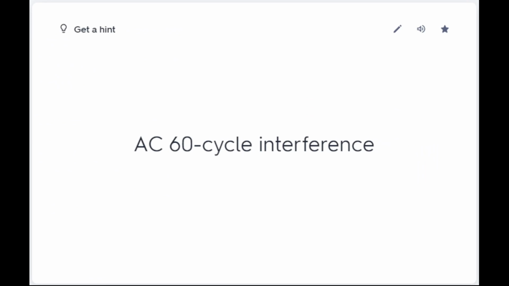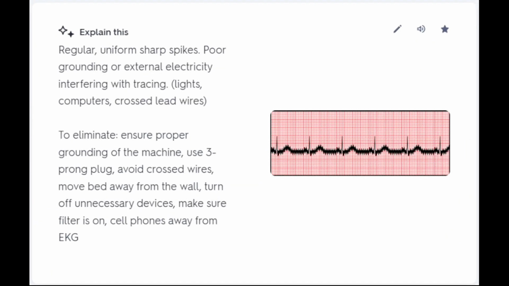AC 60 cycle interference. Regular, uniform sharp spikes, poor grounding or external electricity interfering with tracing. To eliminate, ensure proper grounding of the machine. Use 3-prong plug. Avoid crossed wires. Move bed away from the wall. Turn off unnecessary devices. Make sure filter is on. Cell phones away from EKG.